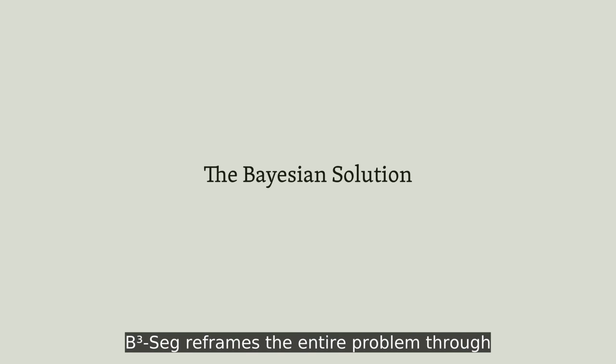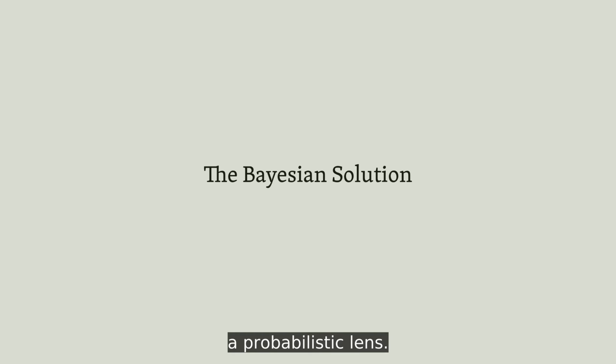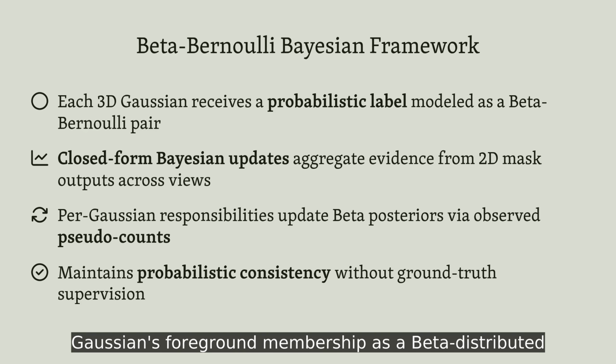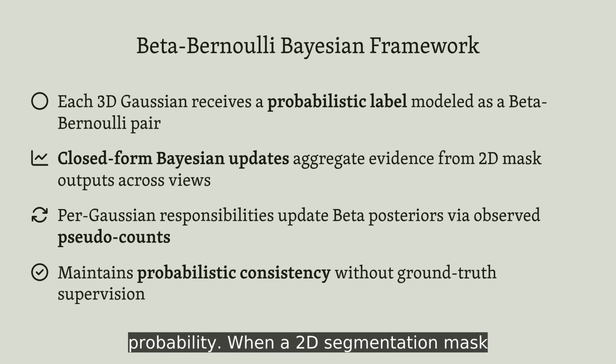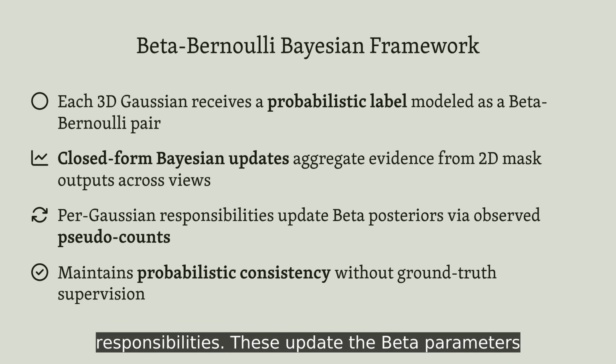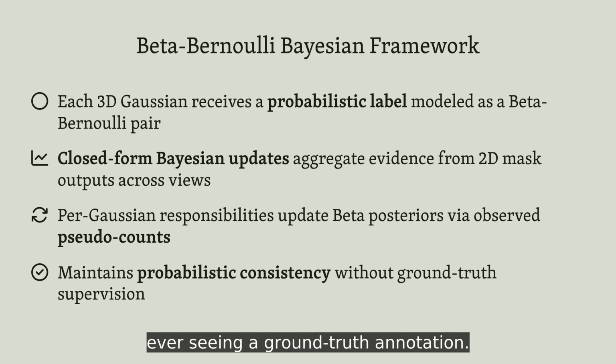B³-Seg reframes the entire problem through a probabilistic lens. Here's the elegant core. Treat each Gaussian's foreground membership as a beta distributed probability. When a 2D segmentation mask is rendered from any viewpoint, the system aggregates pixel-level evidence into per-Gaussian responsibilities. These update the beta parameters through simple pseudo-count additions, yielding a full probability distribution over labels without ever seeing a ground truth annotation.